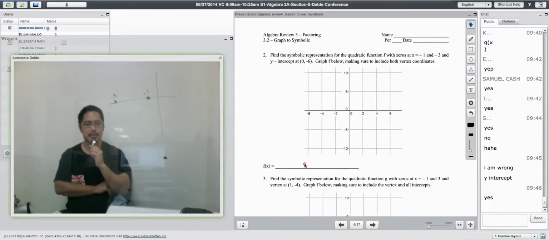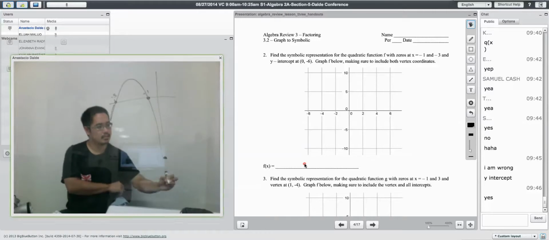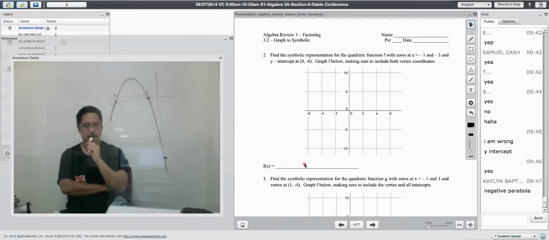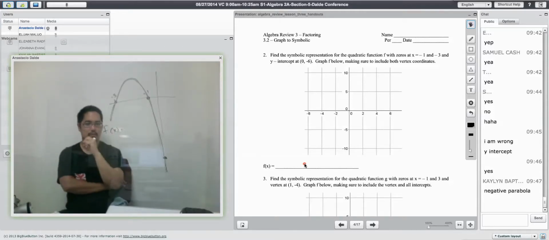What do you think that the graph looks like? Well, here. The graph looks something like this. Yeah, it's totally a negative parabola. Let's figure out the equation, f of x. Let's figure out what that's going to equal.